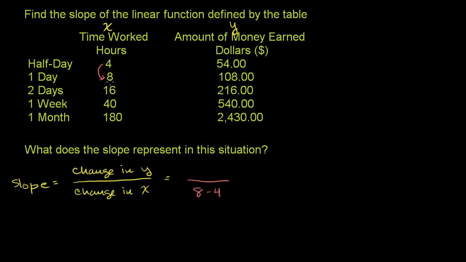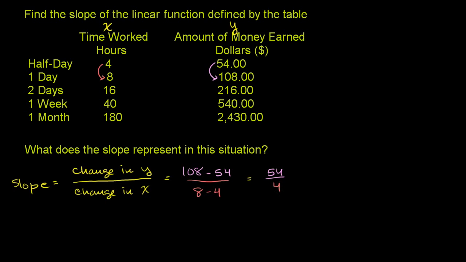I'm just picking these 2 points. I could have picked 4 and 40 if I wanted, but the math would become more complicated. But how much does the amount of money earned change if I go from 4 hours to 8 hours? Well, I go from $54 to $108. So the difference in the amount of money I make is 108 minus 54. So what is my change in my dependent variable? Well, that's going to be 108 minus 54, which is just 54. And then what was the change in the amount of hours I worked? Well, the change in the hours I worked was 4 hours. So if I work 4 more hours, I make $54 more. Let me put an equal sign there.